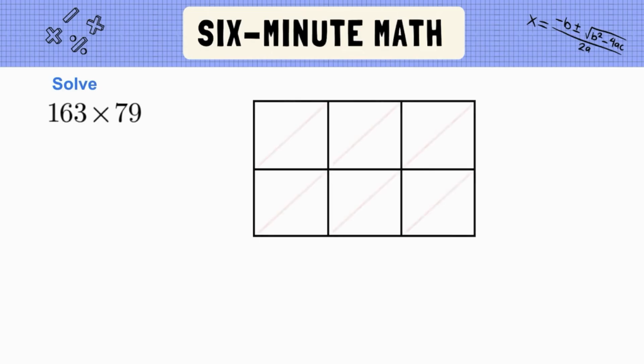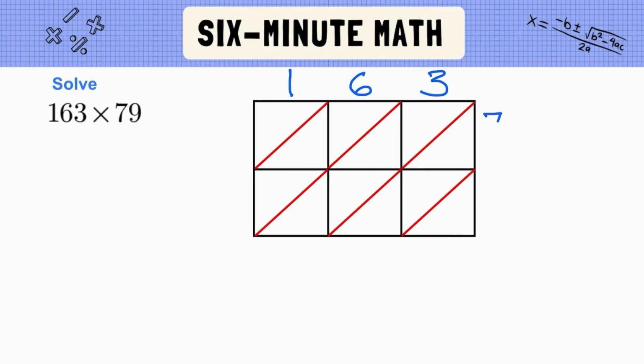Let's solve 163 by 79. So all I need to do is add another place value to my chart. We have 163 times 79. 1 times 7 is 7. 6 times 7 is 42. And 3 times 7 is 21.